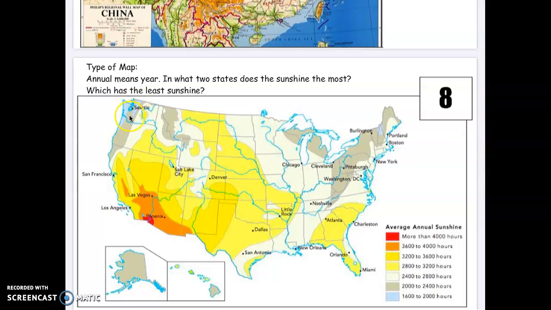We can also see in Seattle, it has some blue, not a lot of sunshine there, maybe anywhere between 1,600 to 2,000 hours of sunshine per year. Okay, so up in Seattle, Washington.